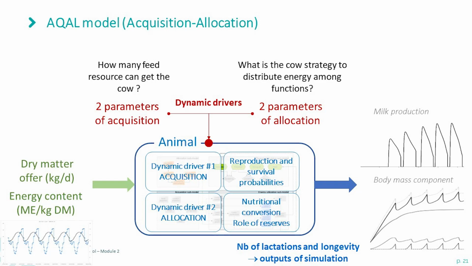If you want to simulate a cow, very important, you need to define at least four parameters. Two are related to acquisition, so basically how much feed the cow can acquire from the environment. And two parameters reflect the cow's strategy to distribute energy among functions. You need to define these four parameters to be able to launch a simulation. Something important is that the number of lactations the cow will be able to do is a result of the simulation. It's emerging from the simulation. It's not something that you define prior to the simulation.